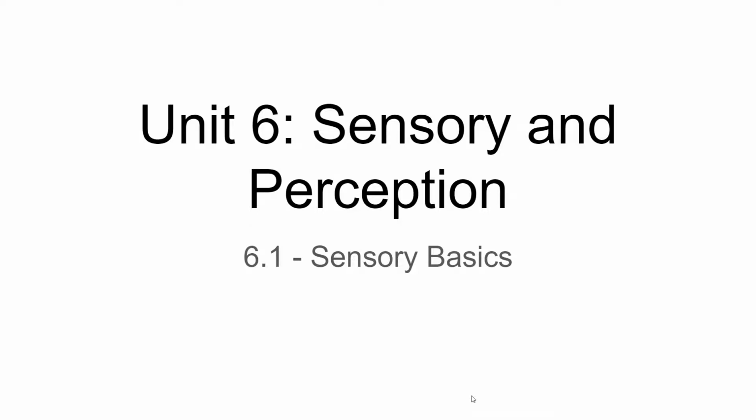All right, so in this video, we're going to begin Unit 6. In Unit 6, we'll be taking a look at sensation and perception. And this is kind of like nervous system part 2, basically, dealing with how the nervous system takes in information and then how the brain perceives that information.